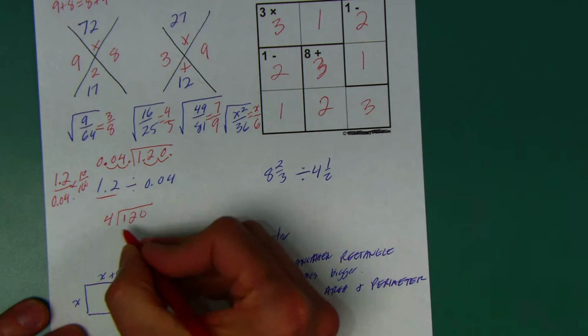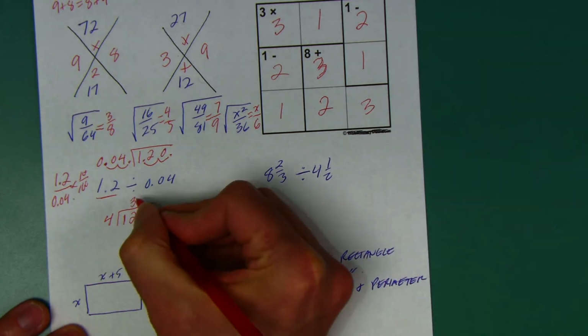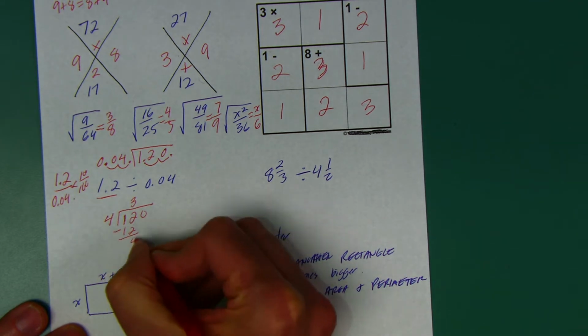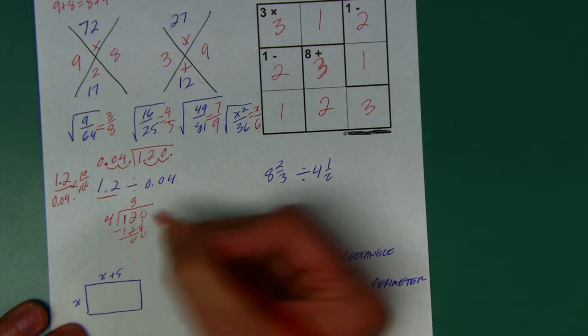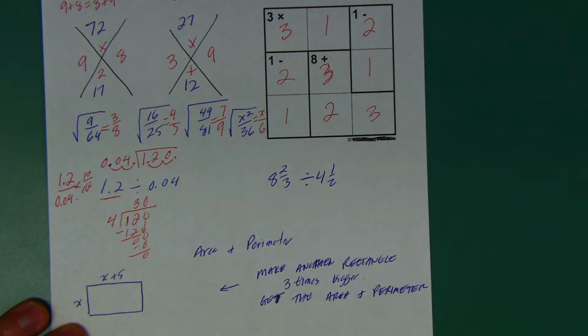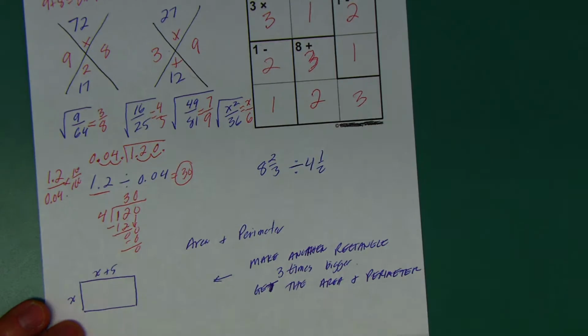Okay, now let's divide. 4 won't go into 1, but it goes into 12 3 times, right? 3 times 4 is 12. What do I do now? I subtract. What do I do now? Bring down the next number. 4 goes into 0, 0 times. So my answer to that problem is 30.